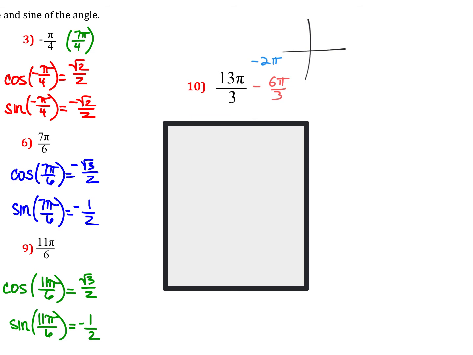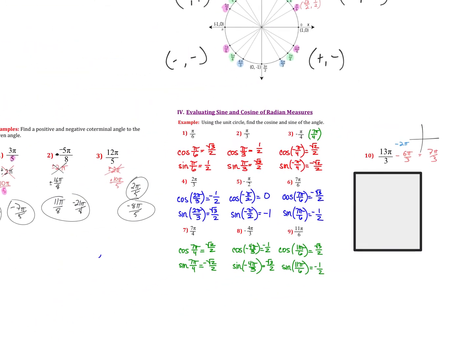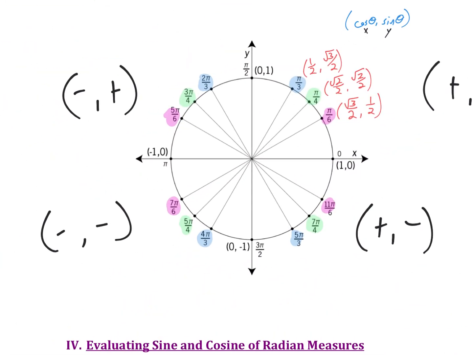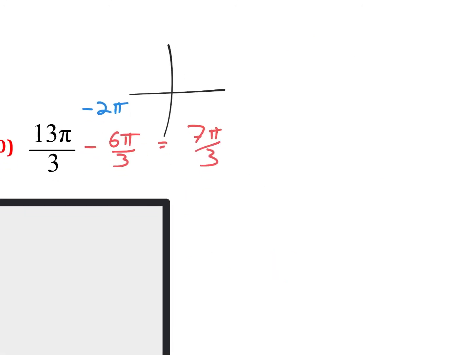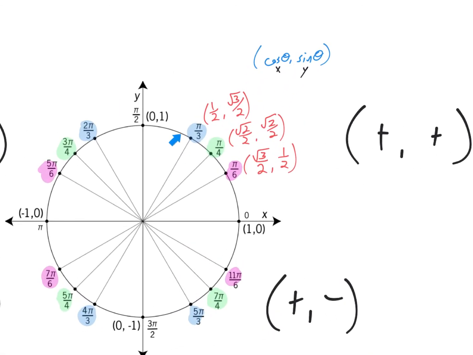So let's see, 13 pi minus 6 pi is 7 pi over 3. Does that show up on my unit circle? 7 pi over 3, it does not. Let's do that again. So we'll subtract away another 6 pi over 3, taking away another rotation. That'll give me 1 pi over 3. Does that show up on our unit circle? Sure does, right there. So cosine is 1/2, sine is rad 3 over 2.